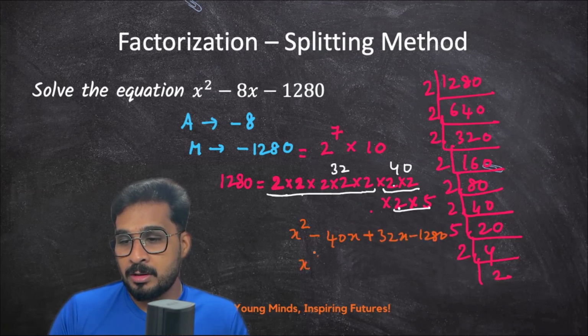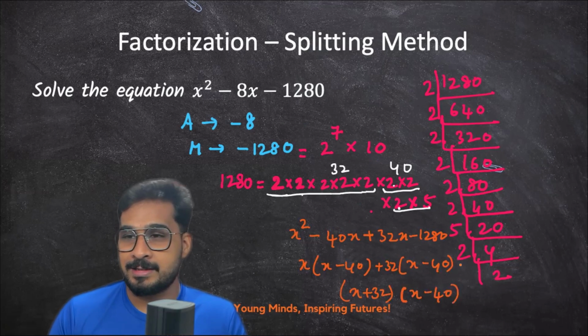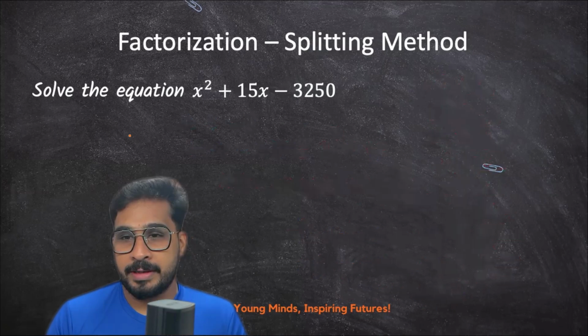So x common, x minus 40 into x plus 32. So x plus 32 and x minus 40. This is my answer. So x is equal to minus 32 and x equal to 40 is the solution of the quadratic equation. Next question.